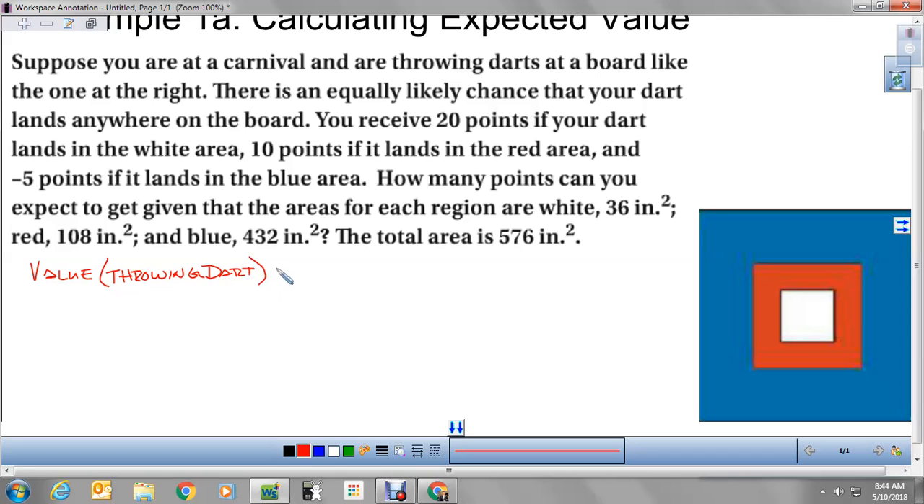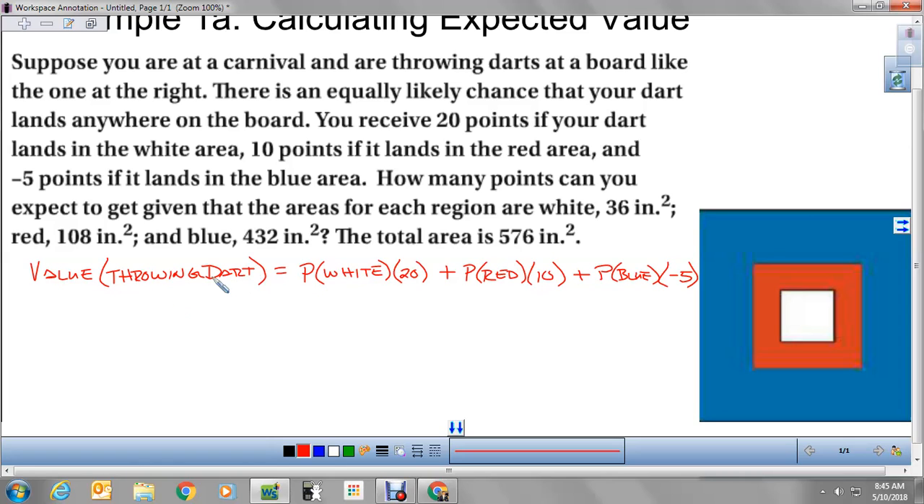As we look at this, we're going to look at the probability of the area of white times the value, which is going to be 20 points. Then we're going to add the probability of the red, and we're going to multiply that by its point value, which is 10, plus the probability of the blue times its point value of -5. So all of these areas will get us our total expected value.